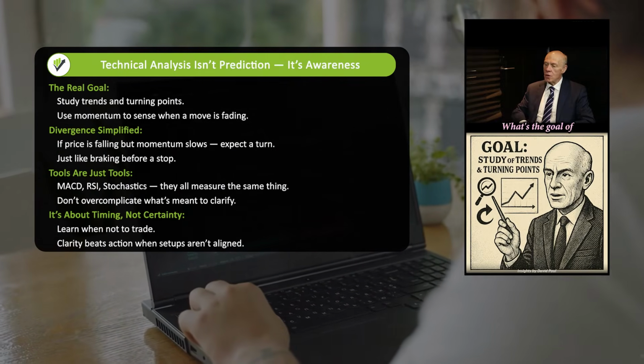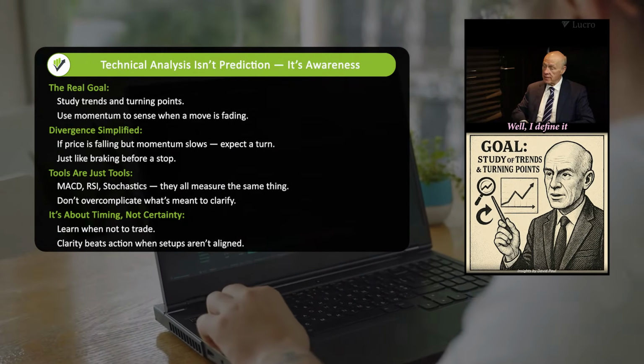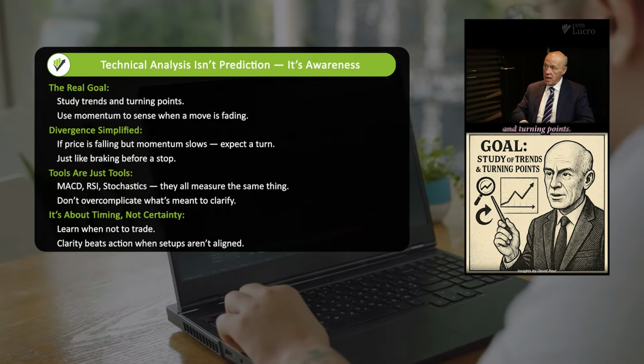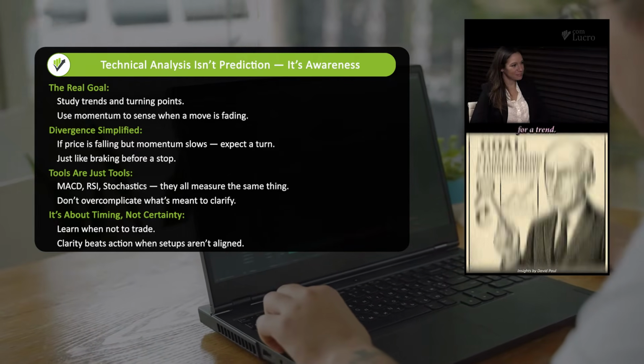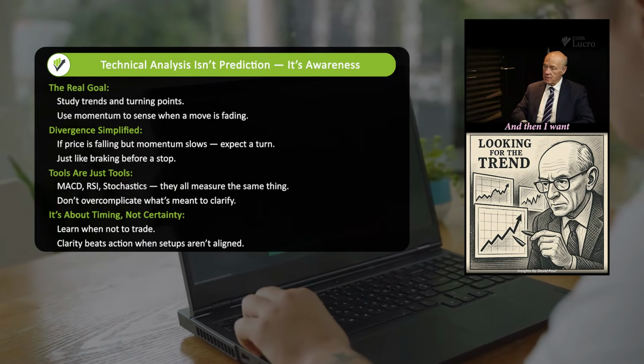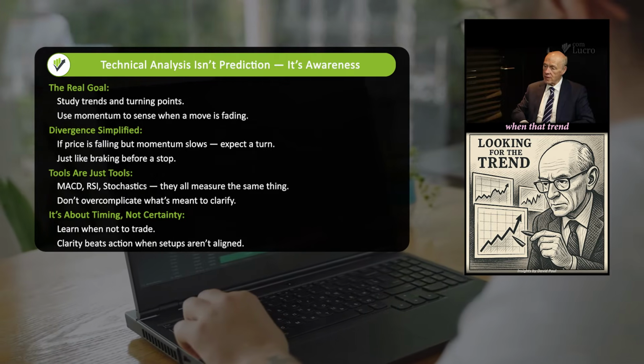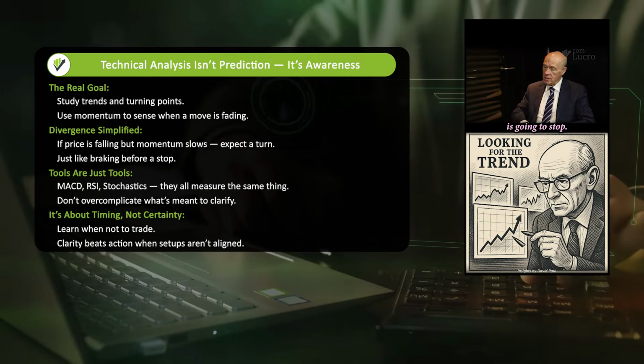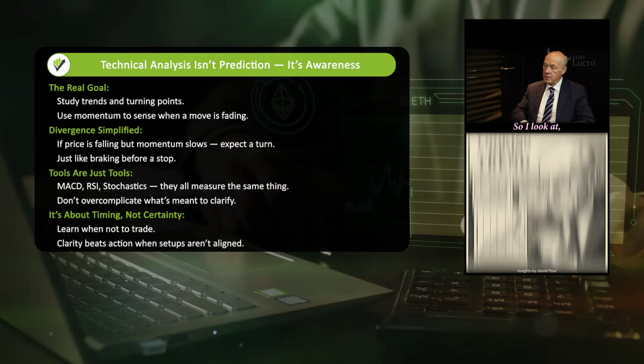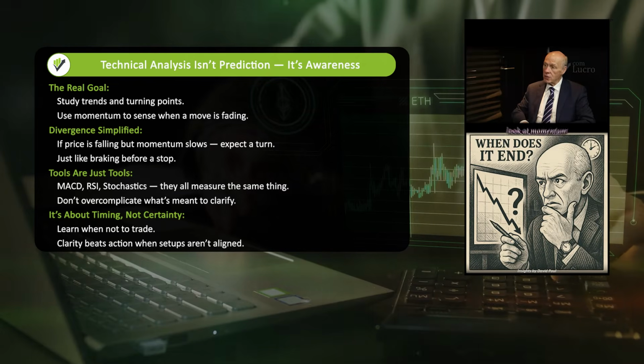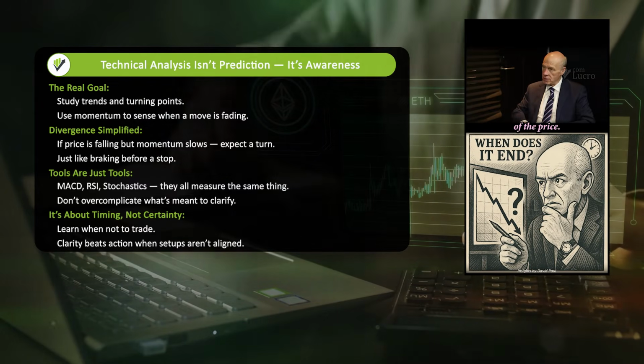What's the goal of technical analysis? Well, I define it as the study of trends and turning points. So I'm looking for a trend, and then I want some knowledge of when that trend is going to stop. So I look at price, and I look at momentum of the price.